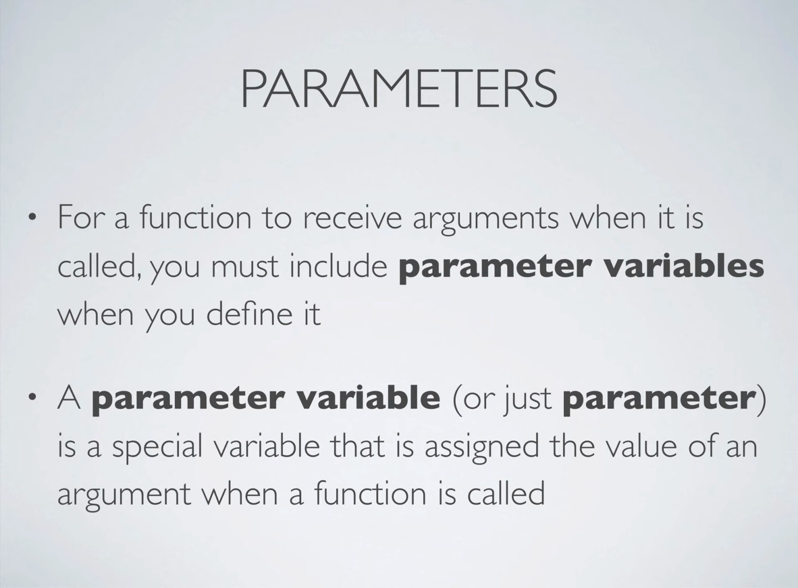So a parameter variable, or just parameter, is a special variable that is assigned the value of an argument when a function is called. And I know I'm saying the same words over and over, sort of cyclical in their definitions, but like I said, they do work together. I promise it'll make more sense after we do an example.